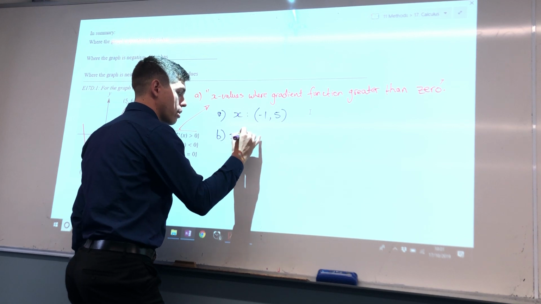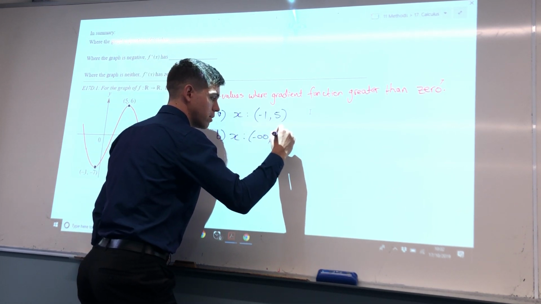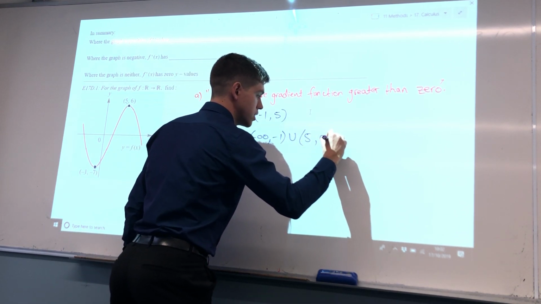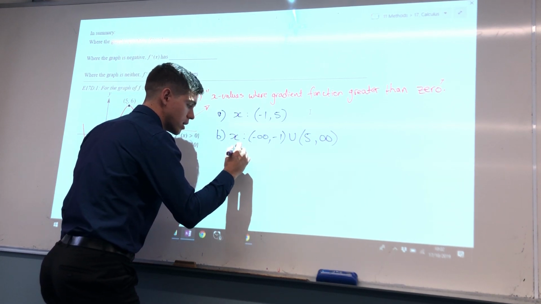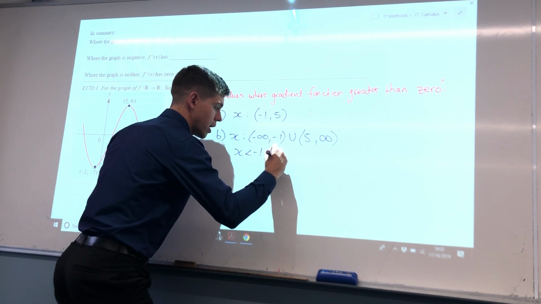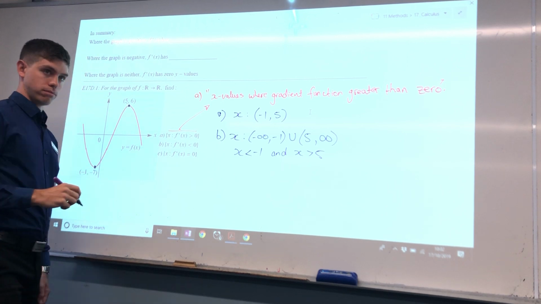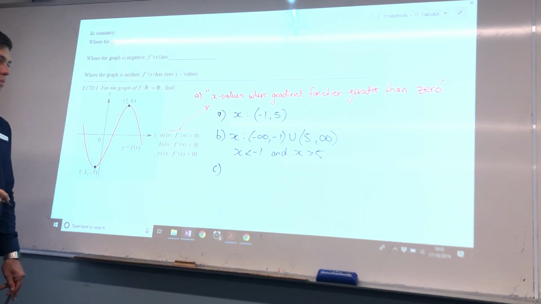Alright, well let's write it the way I wanted to write it first. From negative infinity to -1 and 5 to infinity. But you could have, like what you've said, x is less than -1 and x is greater than 5. Two different ways of saying the same thing.